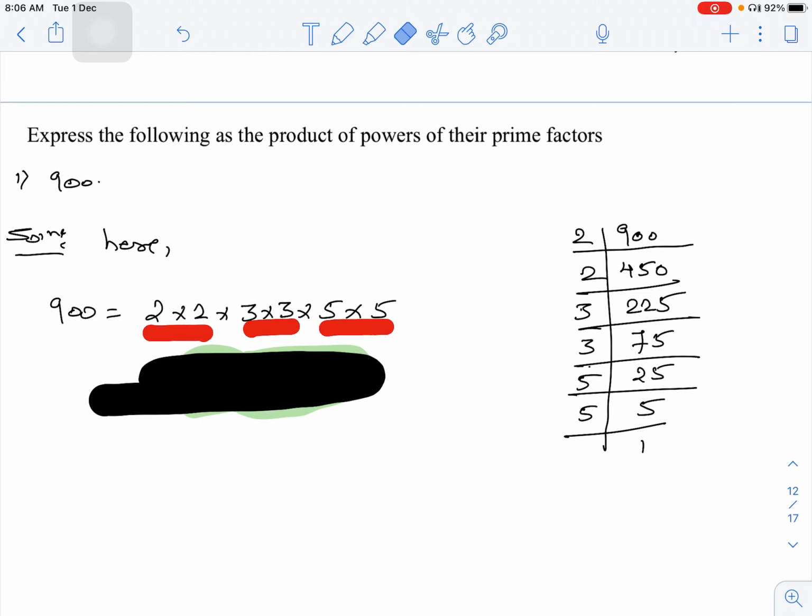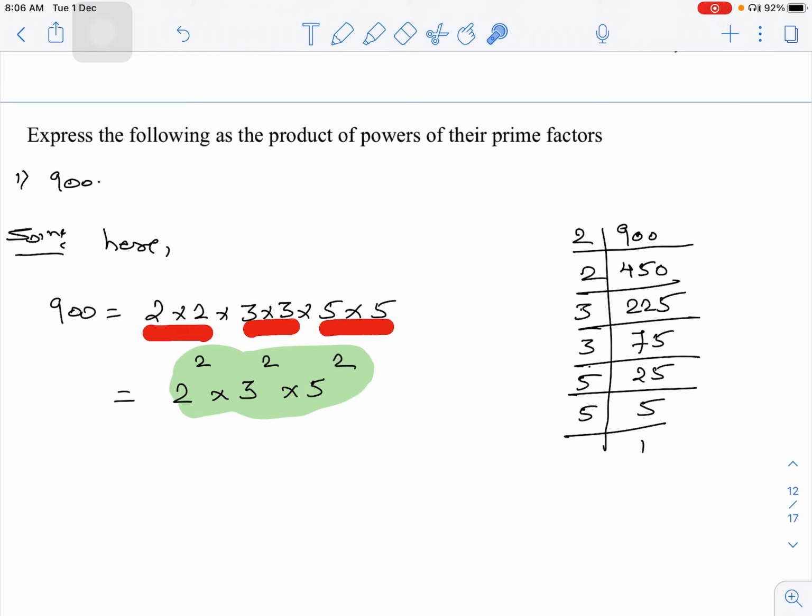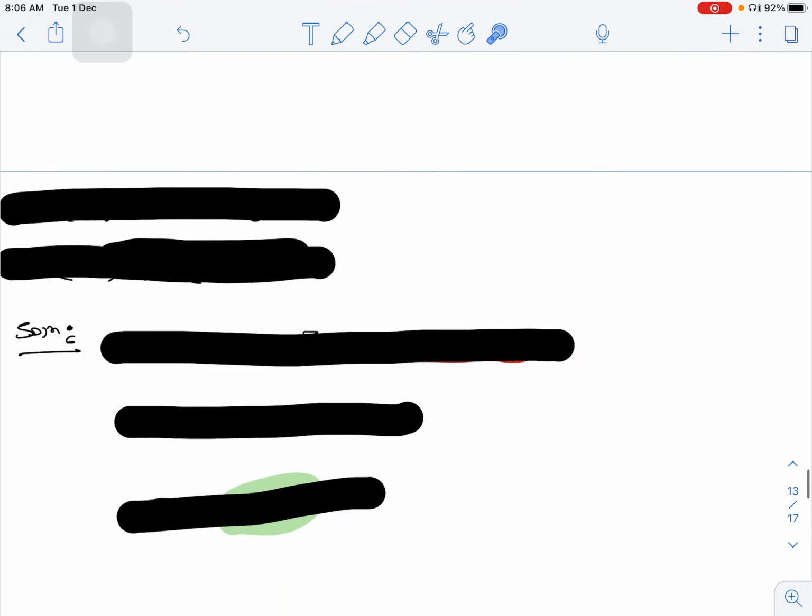Okay, so now next step, what we will do? Now this 2 into 2 can be written as 2 raised to 2. 3 is multiplying 2 times, so it can be written as 3 raised to 2. 5 is multiplying 2 times, so it can be written as 5 raised to 2. So this is our final answer, that is 2 raised to 2 into 3 raised to 2 into 5 raised to 2. So here we have represented 900 as the product of its prime factors. Okay, let us see the next example now.